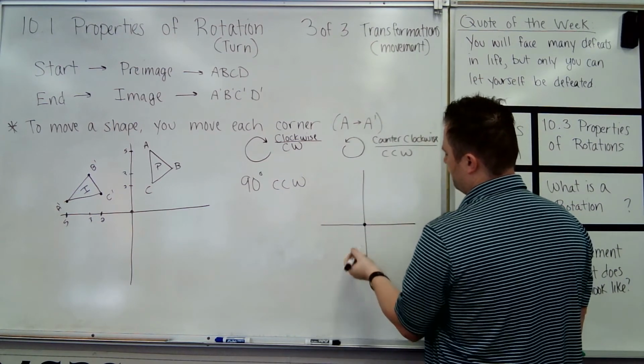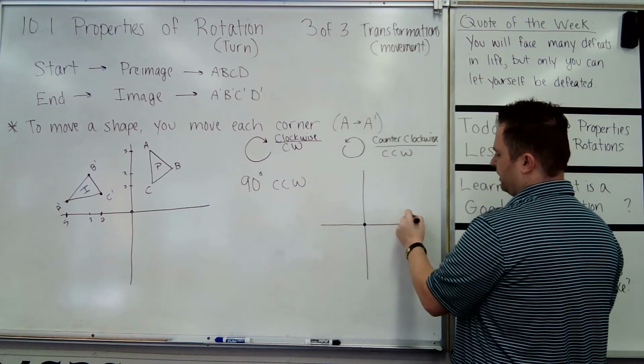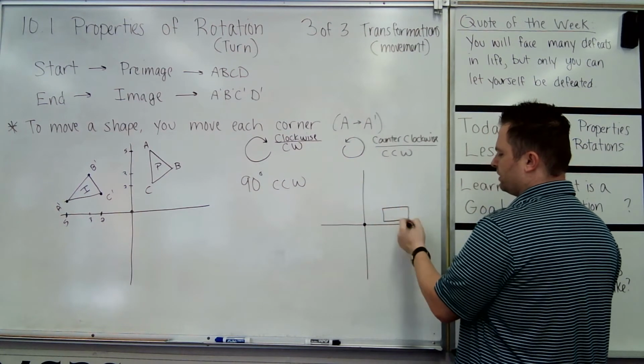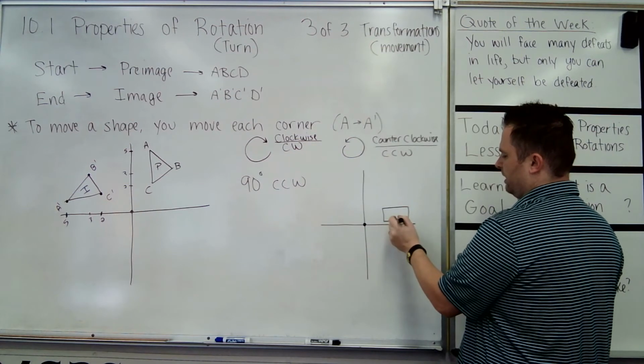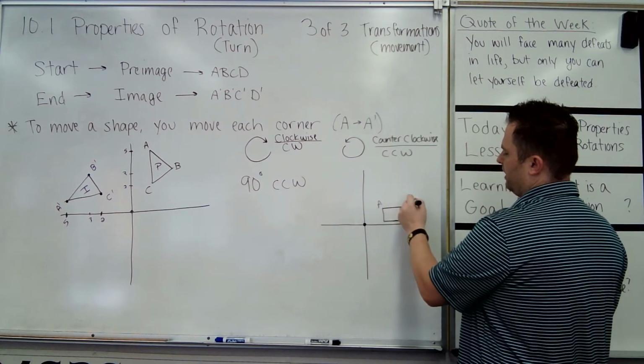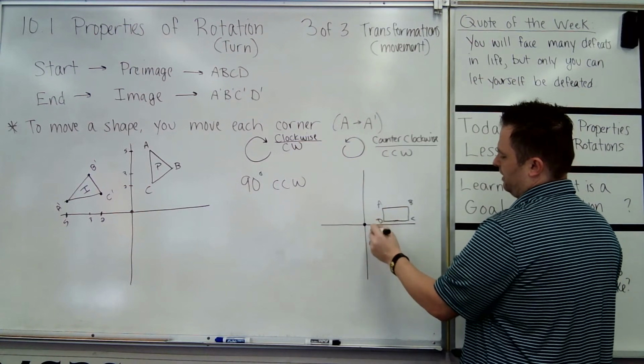We can do another example, and this time we will create some axes here. And here's the center. And we'll make our object look something like this. Maybe this time it's a rectangle, really close to the positive x-axis. This is A, B, C, and D.